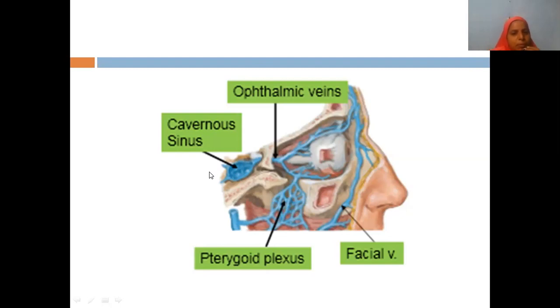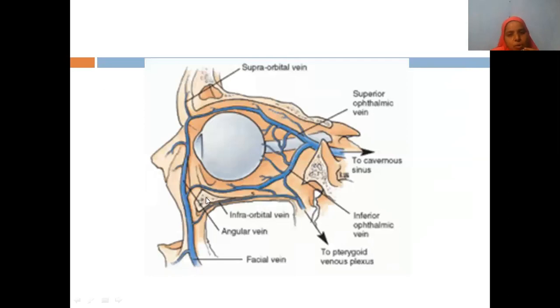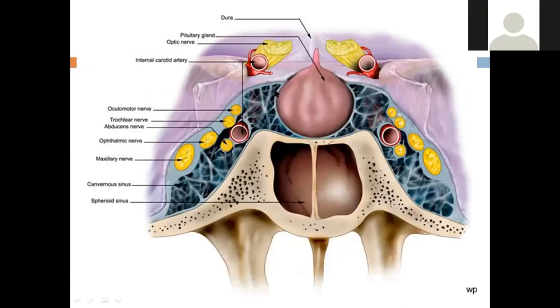That is the point, beta. Through the facial vein, it is entering into the superior ophthalmic vein. This is a route by which infection can travel from the facial skin to the cavernous sinus. Again, here also you have these ophthalmic veins. This picture also is showing us the right cavernous sinus, left cavernous sinus, the posterior cavernous sinus, pituitary gland. This is the sphenoid bone. What is this empty space in the sphenoid bone? Sphenoidal air sinus, isn't it?